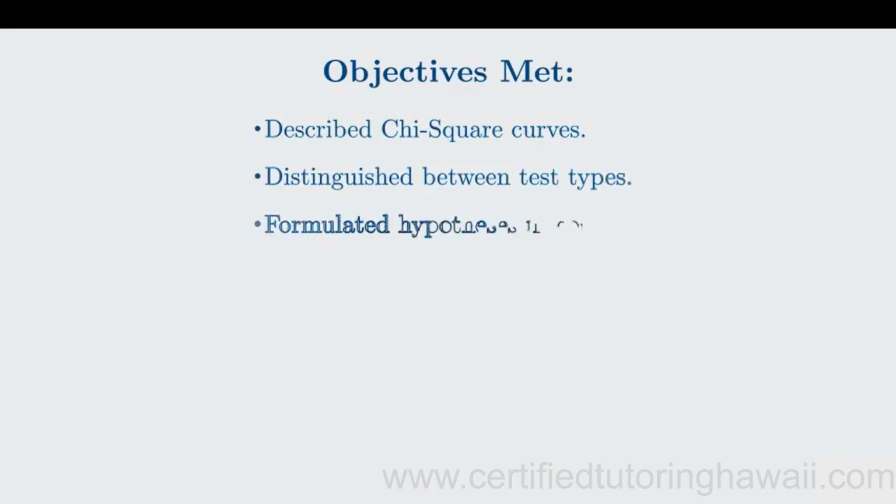We have now described chi-square curves, distinguished between test types, formulated hypotheses in context, and verified all necessary conditions. We have now covered the essential knowledge for topic 3.14. Take some time to practice these setups with different datasets to sharpen your intuition for the sampling methods.